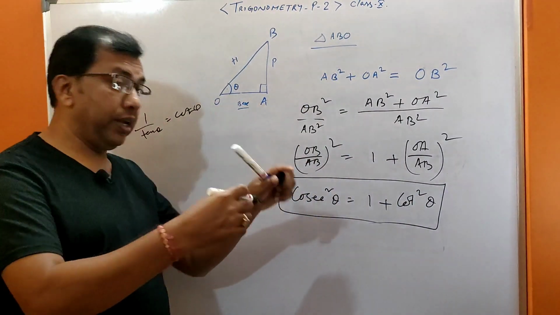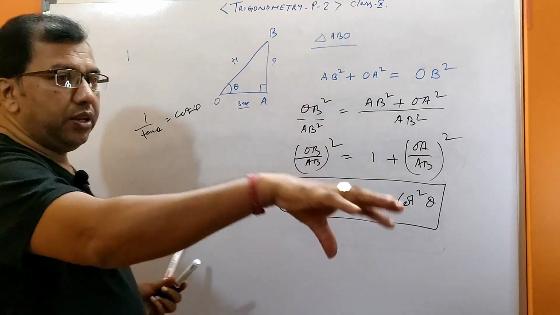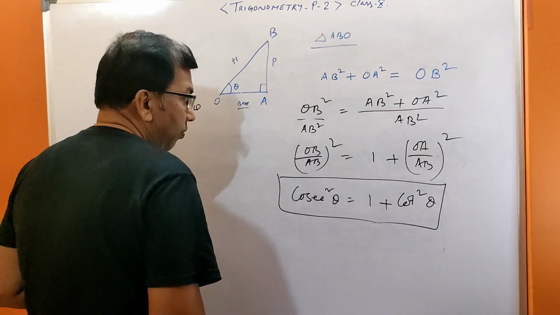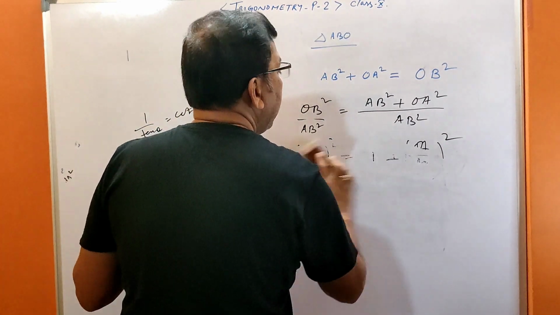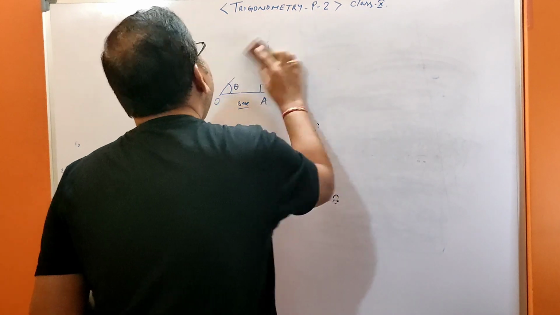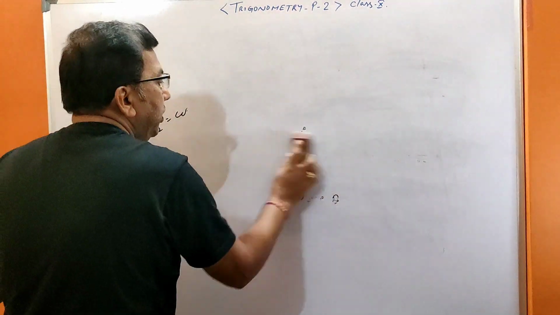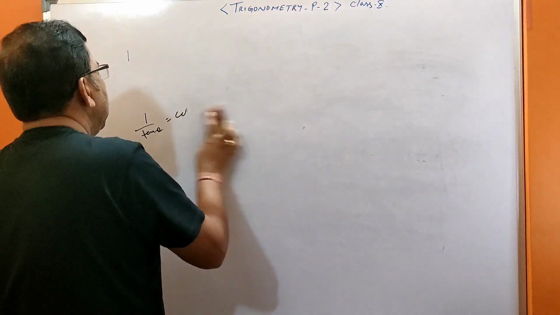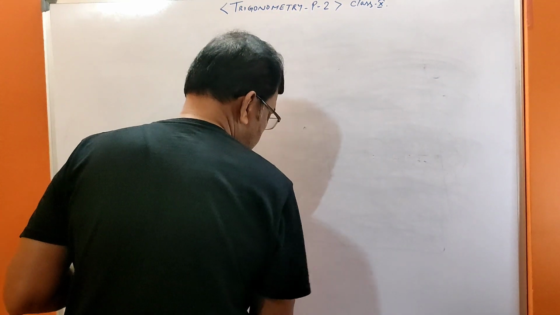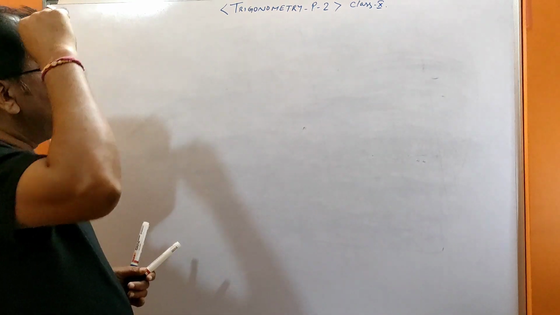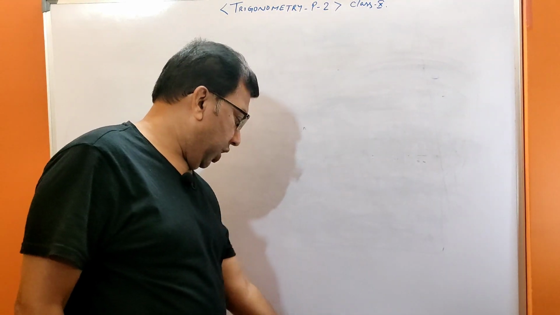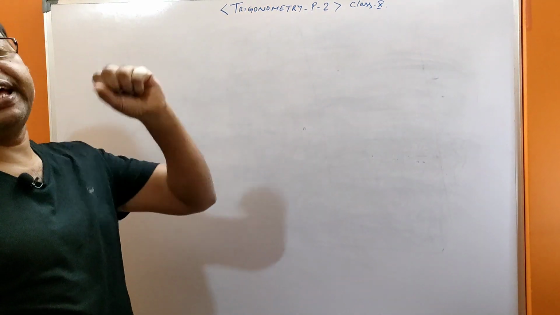In this way you have to apply all these formulas in your problem sums. I am not doing the problem now, just discussing some important formulas and relations which will be very helpful when I do your exercise. Next, I am discussing the T ratio of different angles.